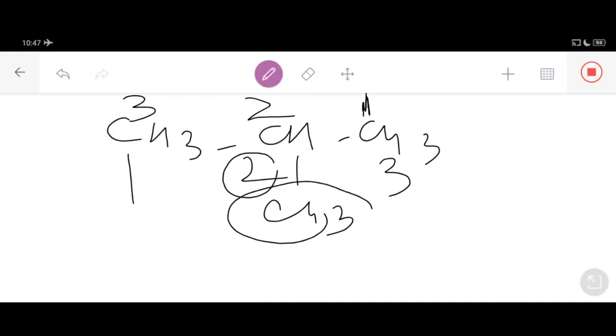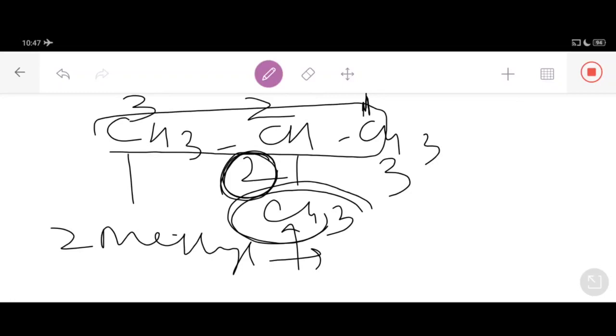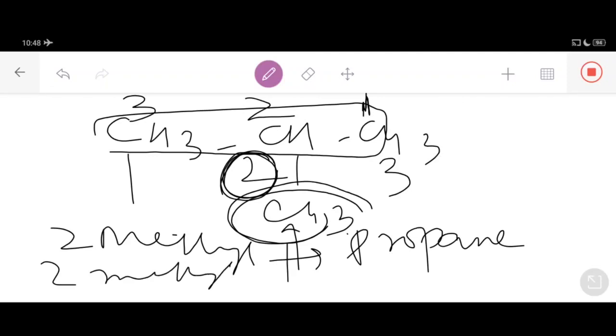Now 1, 2, 3. If we join this, that means 2 methyl. The methyl group is present at carbon number 2. Mark my words, students. The methyl group is present as a substituent, but it is present at carbon number 2. That means if we join 2 methyl, and the straight chain was named as propane, that means 2 methyl plus propane. So the IUPAC name of this compound becomes 2 methyl propane, my dear students. So this compound is named as 2 methyl propane.